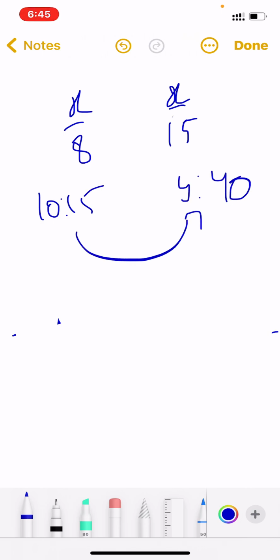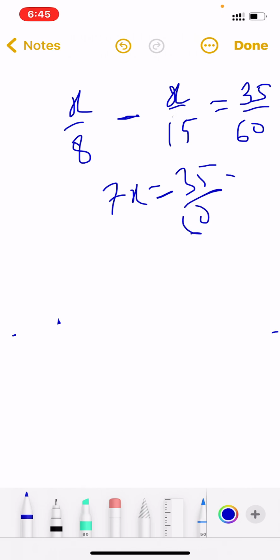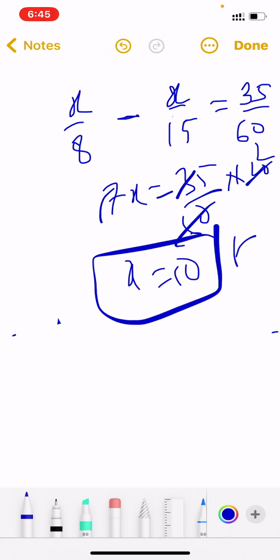The time difference in these two cases is 20 plus 15, so 35 minutes is the time difference. So basically the difference of both is time only. This can be written as 35 by 60. Now when you solve this, simply taking the fraction and solving, x is basically 10. The distance is 10 kilometers.